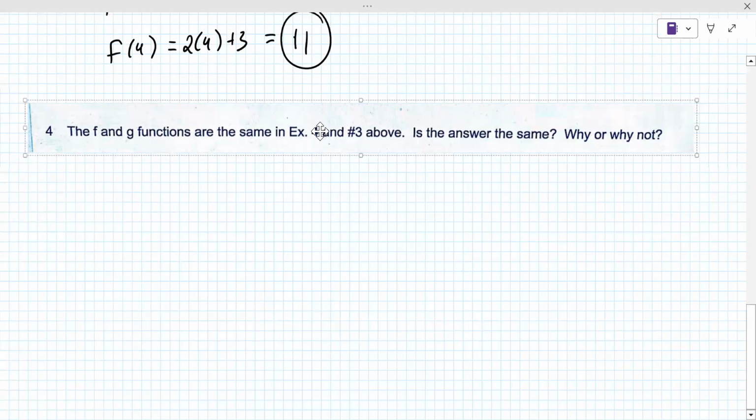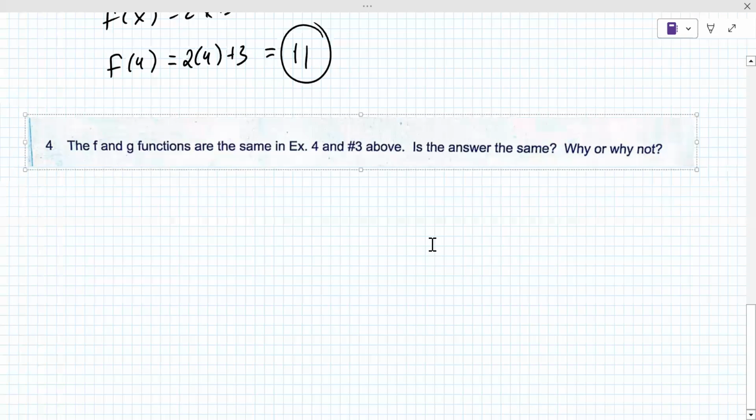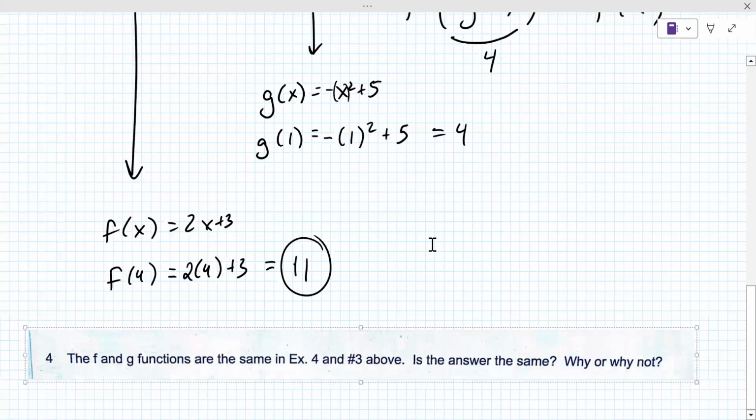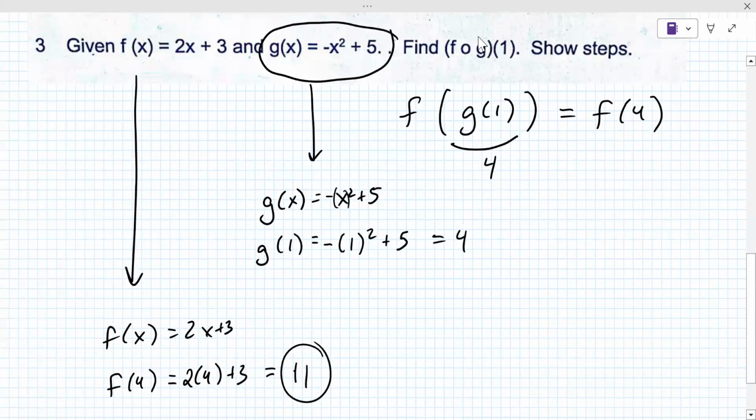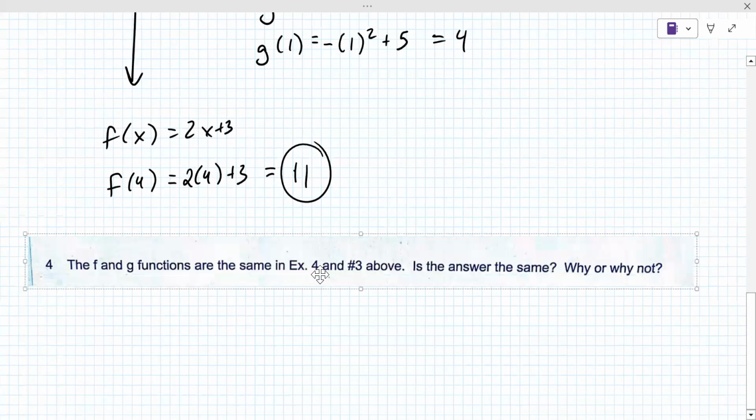Now, unfortunately, it does ask if the f and g functions are the same in example 4 and number 3 above. Is the answer the same? Can you look at example 4 and decide if it's f of g of 1 or maybe it's g of f of 1? You want me to look at it? Do you have a way to quickly look at example 4 for this?